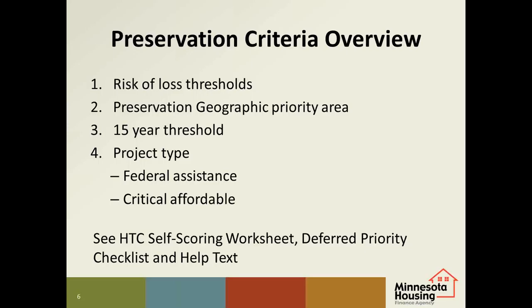These criteria and the documentation requirements can be found on the HTC self-scoring worksheet and deferred priority checklist on the Multifamily Common Application page of the website. There are help texts for both of these documents. We strongly encourage all preservation applicants, even those not required to submit a pre-application, to meet with agency staff given the various criteria that must be met.